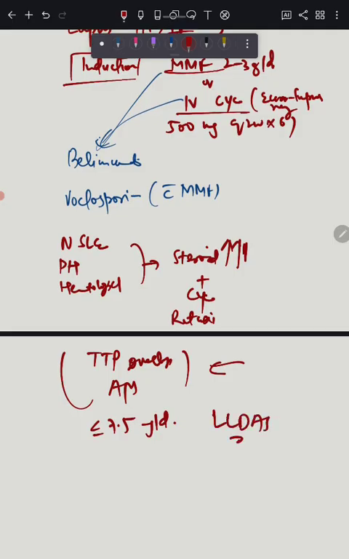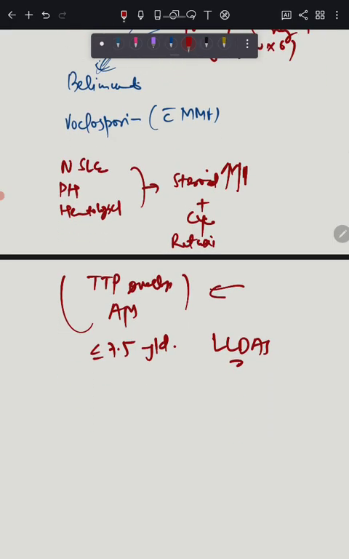Safety pearls are you have to add prophylaxis: Pneumocystis jirovecii pneumonia prophylaxis if high dose steroids with cyclophosphamide or mycophenolate mofetil is to be given, and gastric and bone prophylaxis is to be done, and you have to screen for TB and hepatitis before initiation of biologicals.